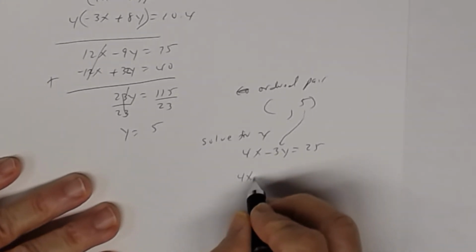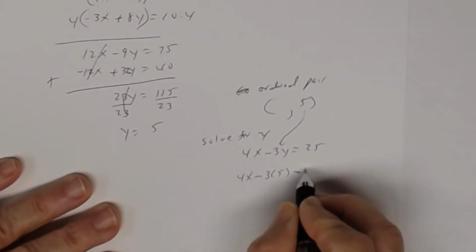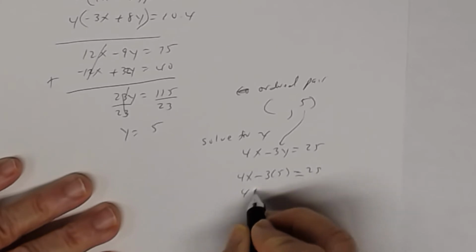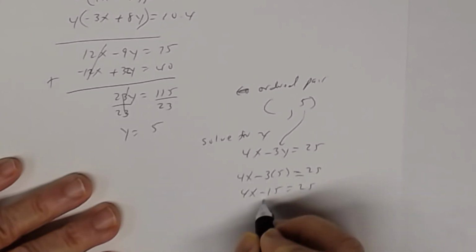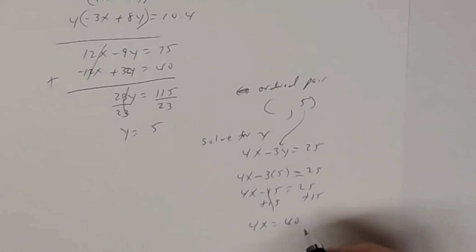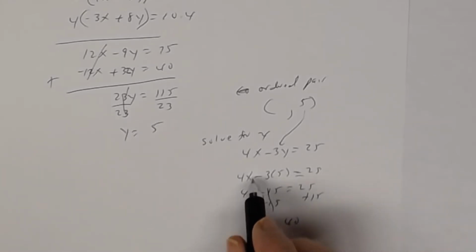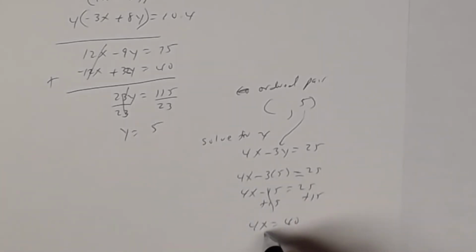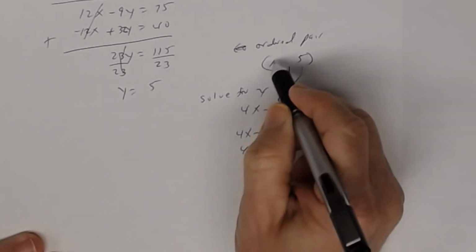So I get 4x minus 3 times 5 equal 25. So that's 4x minus 15 equal 25. Add 15 to both sides. I get 4x equal 25 plus 15, which is 40. And then dividing both sides by 4, I get x to be 10. Okay, x is 10. So that's your x coordinate.